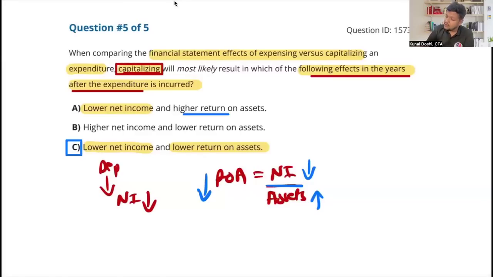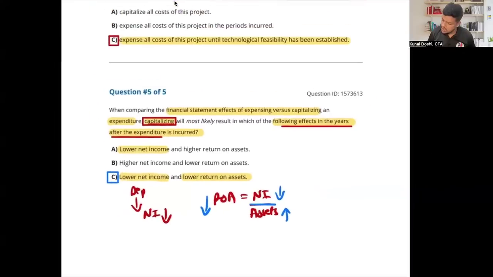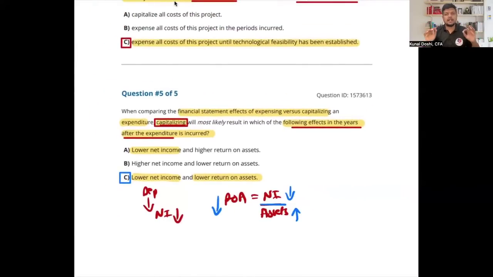ROA. See, ROA won't be higher. Why? Because the assets value will be higher because of capitalizing compared to expensing, and the net income will keep on going down next year also because of depreciation. So overall, your ROA will fall. It is a tricky one. Understood? Correct?